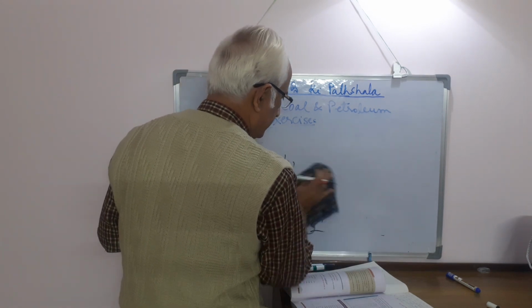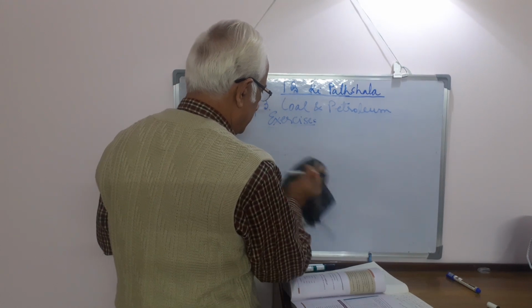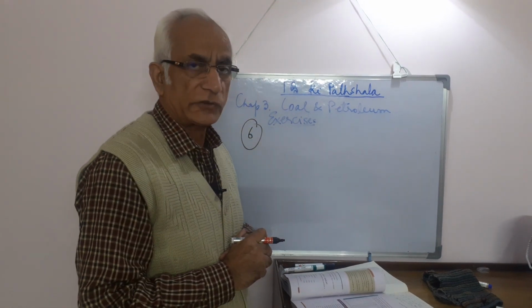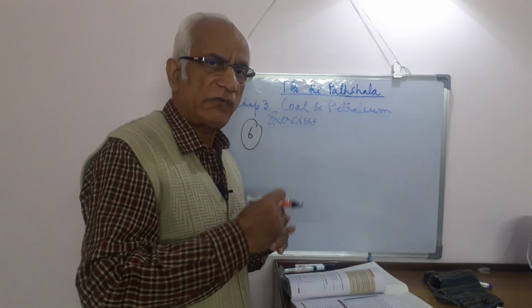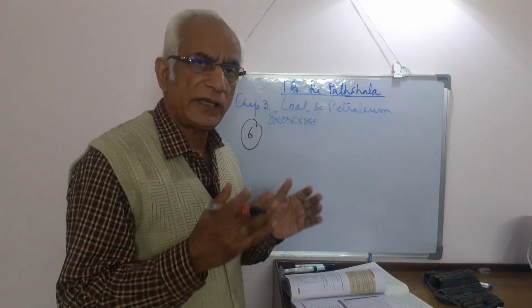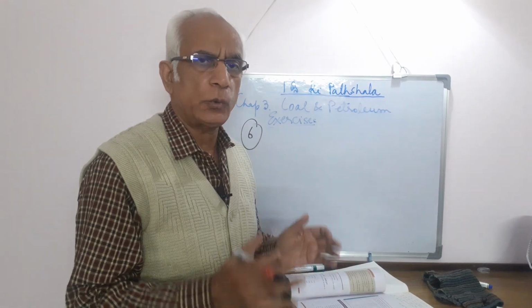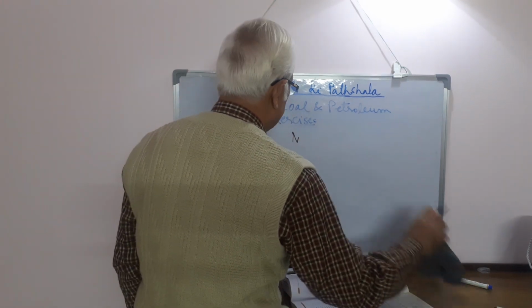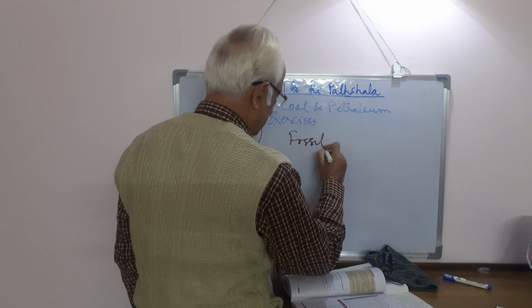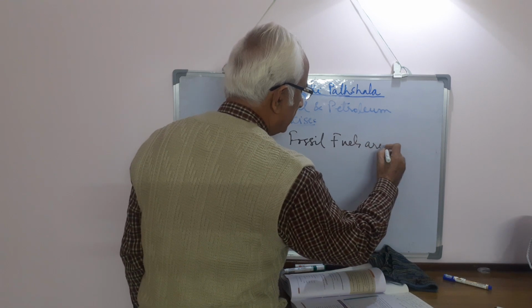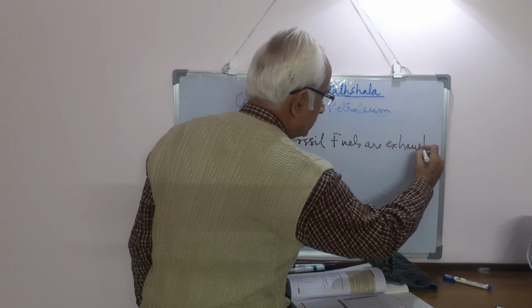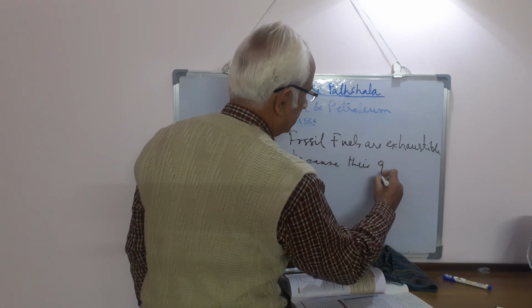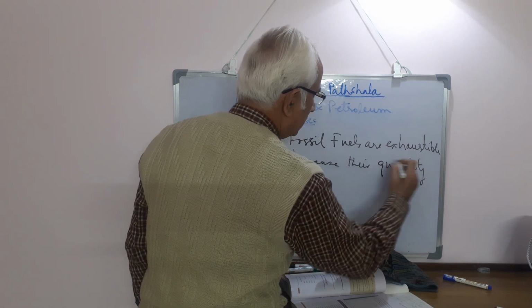Now we come to question number 6. Explain how fossil fuels are exhaustible natural resources. Exhaustible, that means anything that will exhaust, that will finish at some point of time. Why they're exhaustible? Because their amount in the earth is limited. The quantity of fossil fuels in the earth is limited. So fossil fuels are a natural resource. Fossil fuels are exhaustible because their quantity in earth is limited.